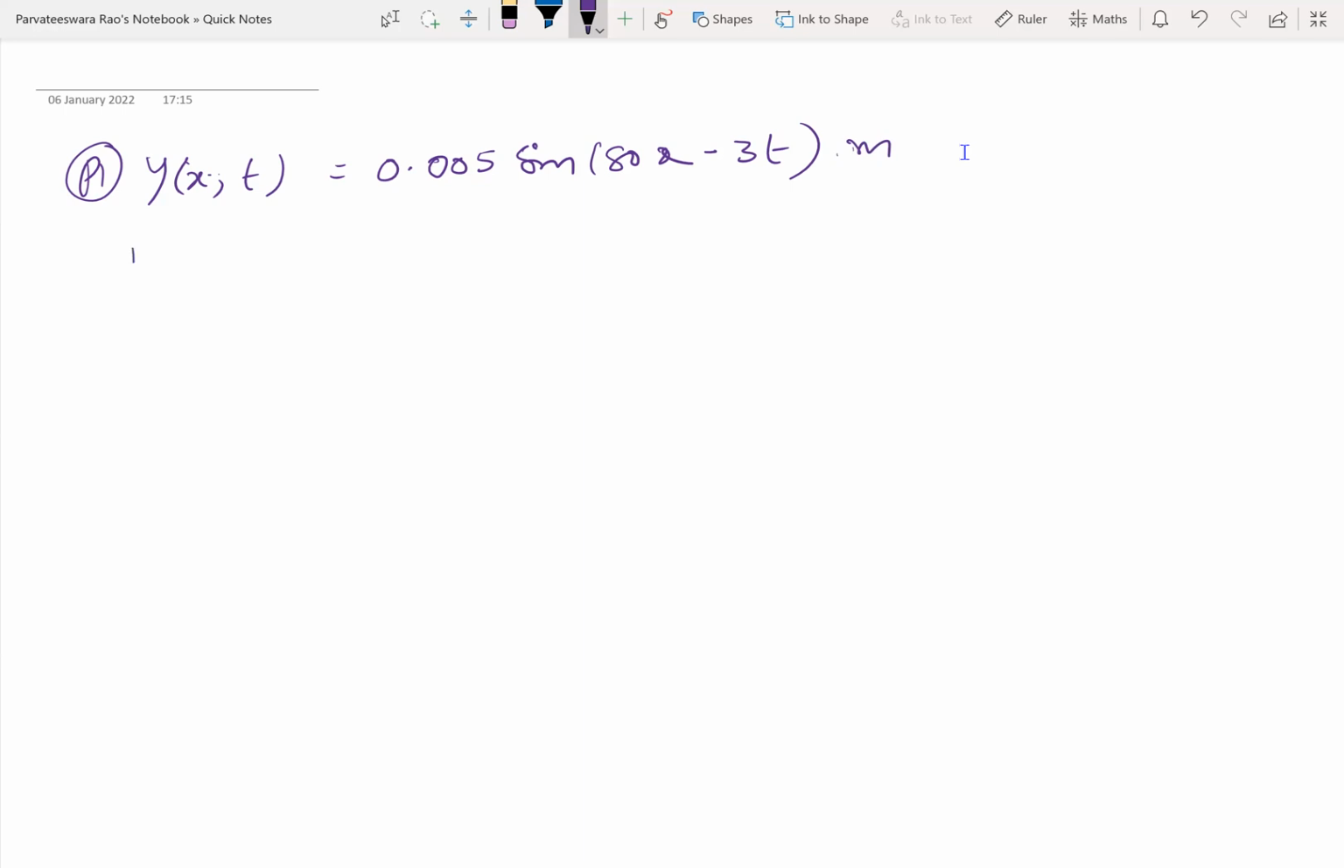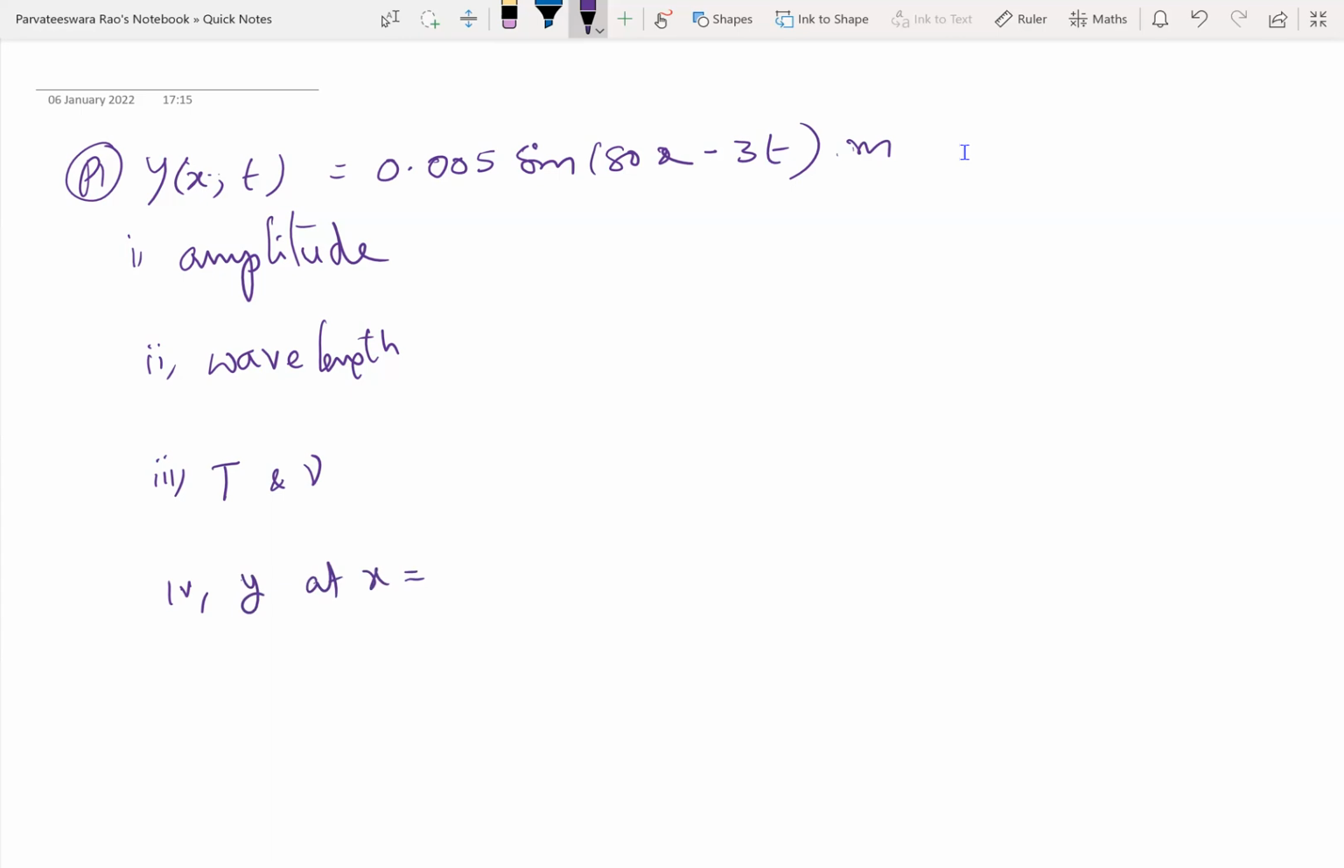Find the amplitude, second, the wavelength, third, time period and frequency of the wave, and fourth, the displacement of the wave at x is equal to 30 centimeters and t is equal to 20 seconds.